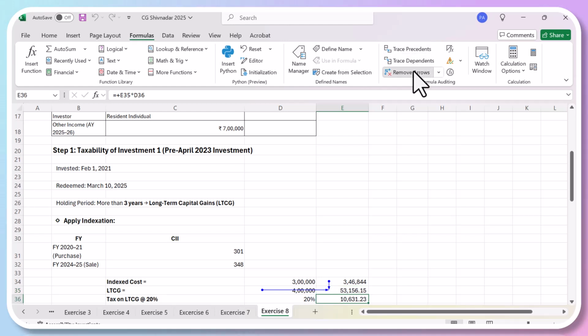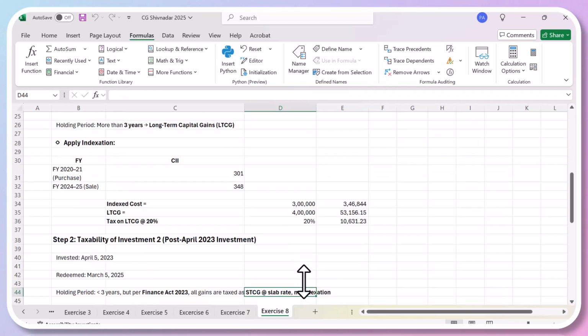You bought it at 3 lakhs, and you got the indexation benefit because it was purchased before 1st April 2023. So you're entitled for indexation benefit. So you took the indexation benefit. The 3 lakhs worth of mutual funds are now equivalent to 3 lakh 46,844 when you are selling them. But you sold them at 4 lakhs. So the difference is 53,000, which you have earned as profit.